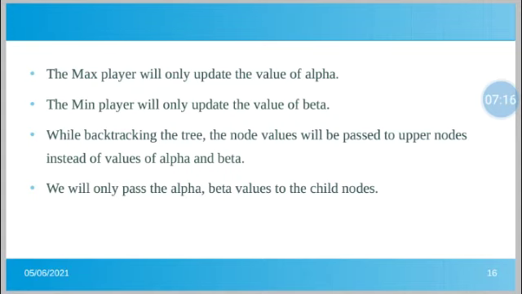And as we are backtracking, whenever we backtrack, we come to know that some part of the tree is not useful in the searching. So we are going to cut off that part of the tree. Right. So this is in short known as pruning. We only pass the alpha beta values to the child nodes.